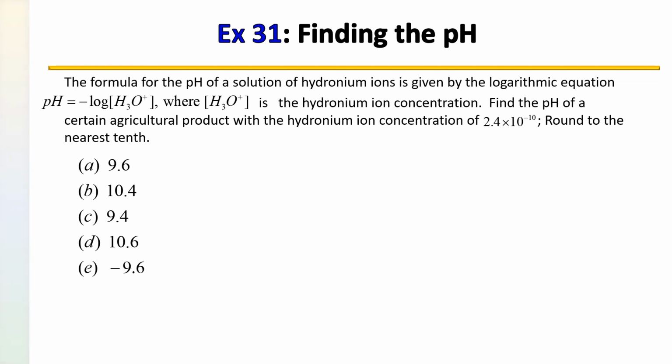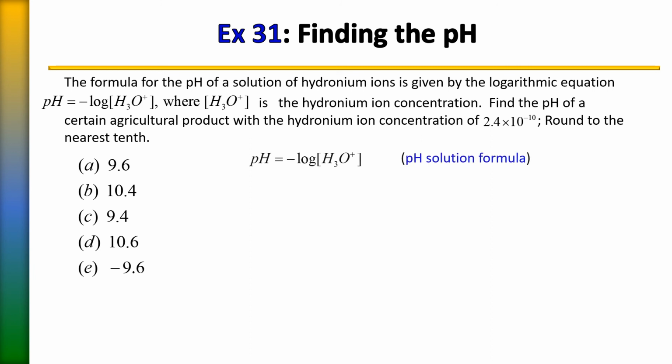Let's do another example there. The formula again for the pH of a solution of hydrogen ions is given by the logarithmic equation, and we are given a hydrogen ion concentration of 2.4 times 10 to the -10 power, and we want to round our answer to the nearest tenth. So we're going to go ahead and plug in the values that we've been given.